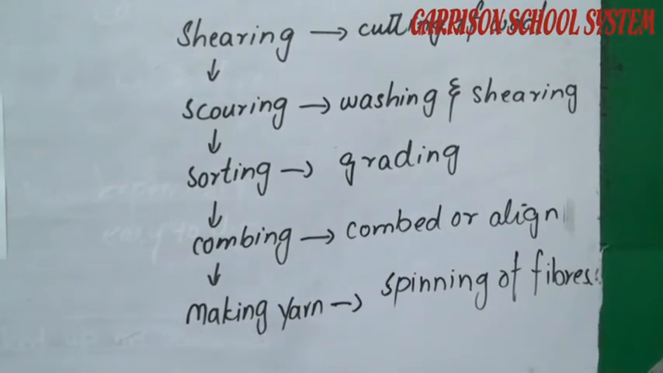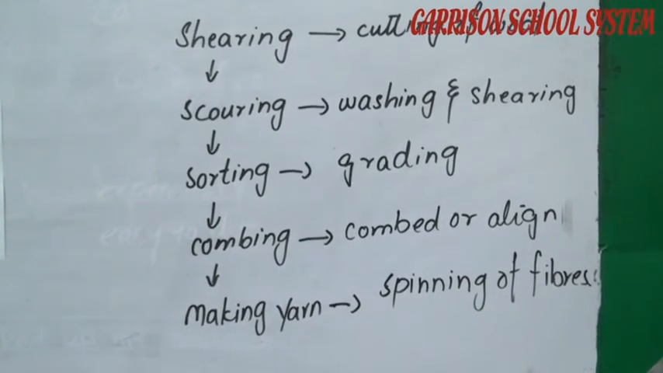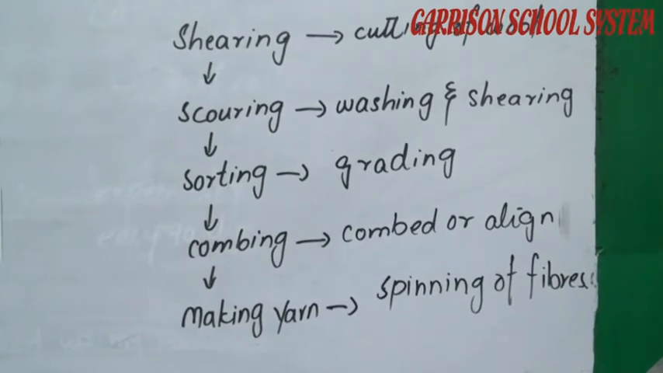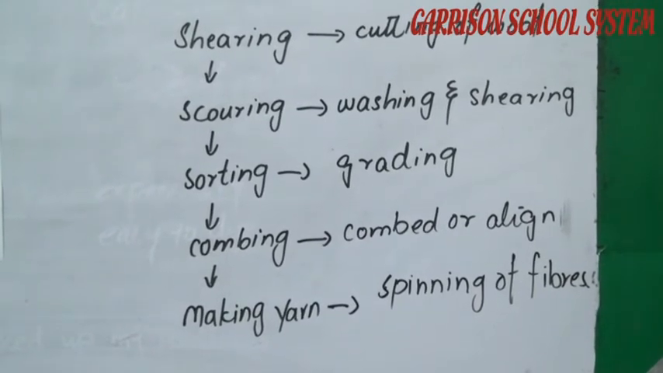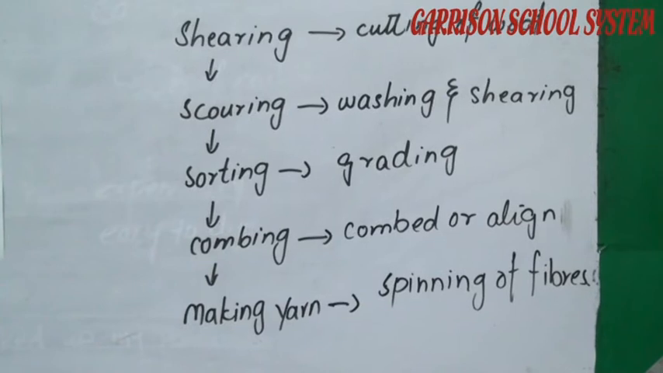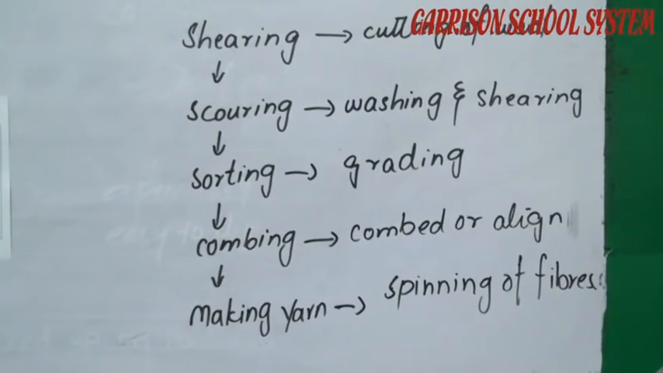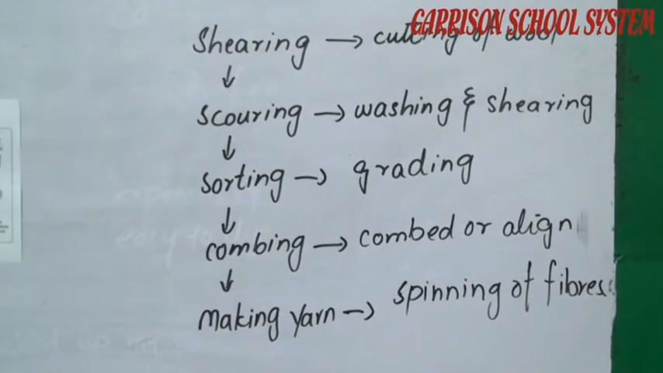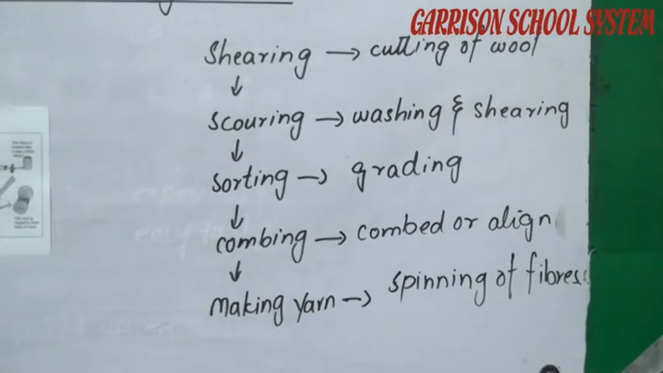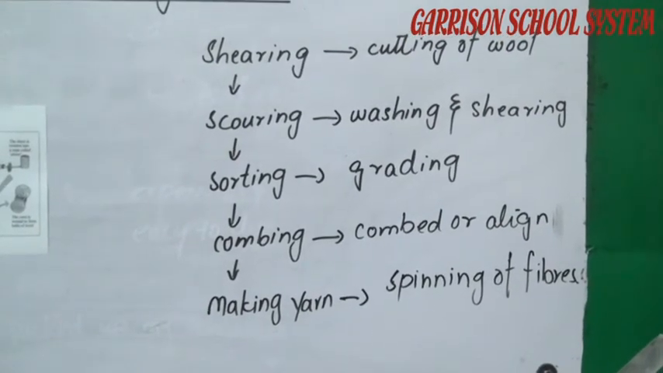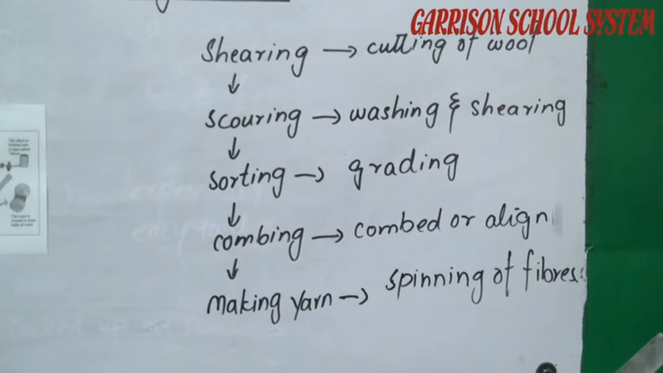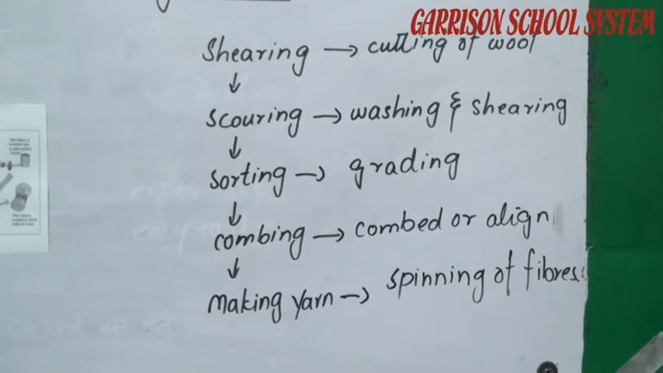Now I will tell you these procedures in description. The process of turning wool into fabric has several steps you can see on the board. In shearing, it is the cutting of the wool. The cutting of wool of a sheep is called shearing. You can see their diagrams on your book page number 27 also.